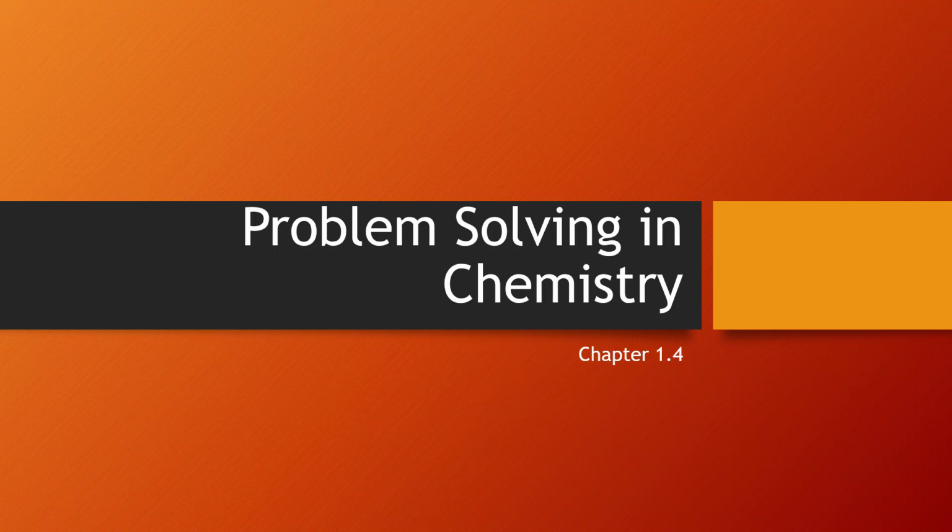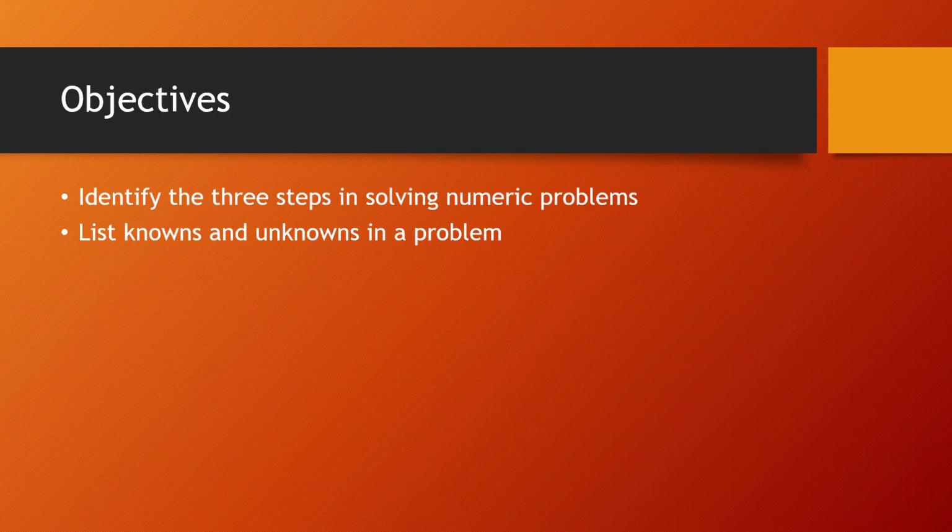This video will cover problem solving in chemistry, which we're looking at in chapter 1.4. I should note that we are going to be doing the math for the problems in class, so we are not going to be taking the time to do the math on any board here. Rather, that is going to be done in class. This will focus more on how to solve the problems, identifying the 3 steps in solving numeric problems, and being able to list the knowns and unknowns in a problem.